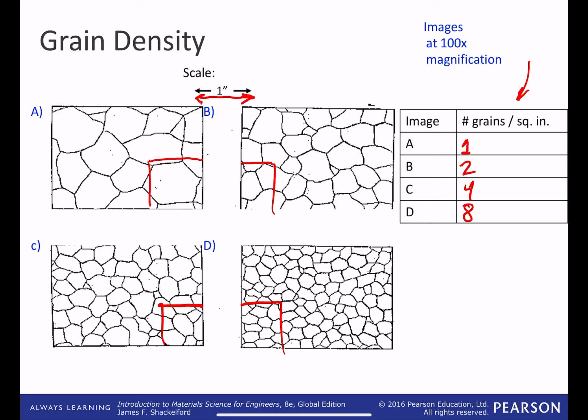Note here that these images are at 100 times magnification, and the basic form of calculating grain density, as we'll see, is going to rely on images at this magnification. Clearly, if we change the magnification, I am going to see different grain count per unit area if I haven't accounted for magnification.